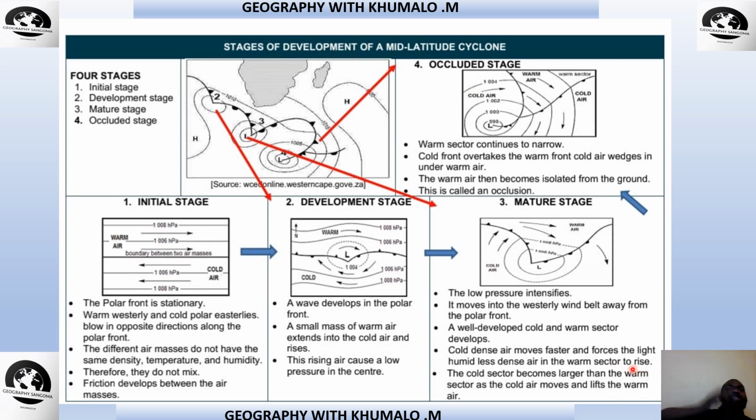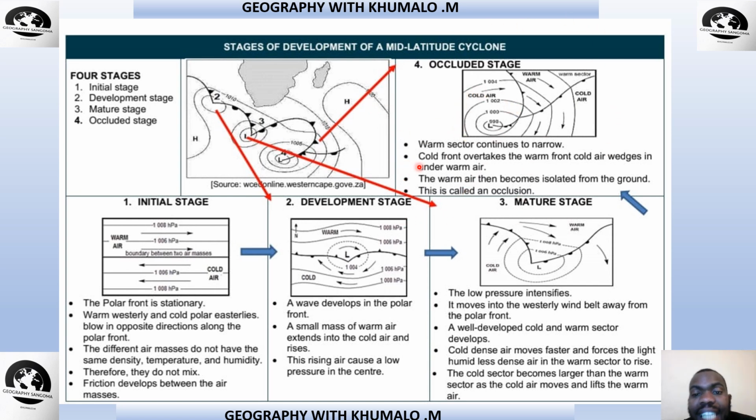So in terms of speed, you have to also know that the cold air will move faster than the warm air. Hence, this will cause the warm air in the warm sector to rise. The cold sector becomes larger than the warm sector because the warm sector narrows and narrows until we reach stage number 4, grade 12, where we talk about the occluded stage of a mid-latitude cyclone.